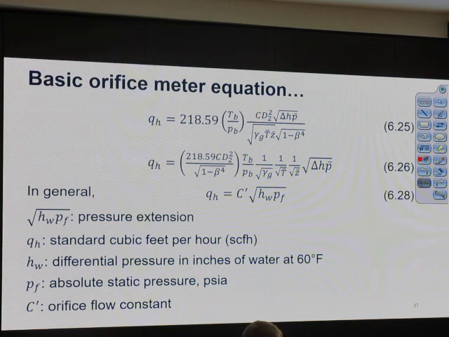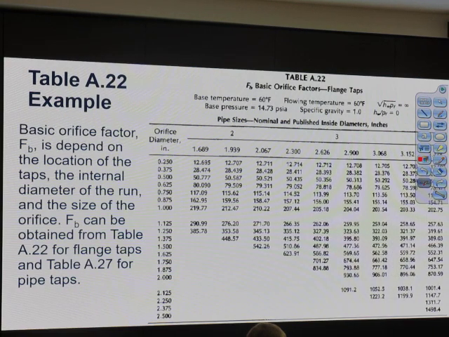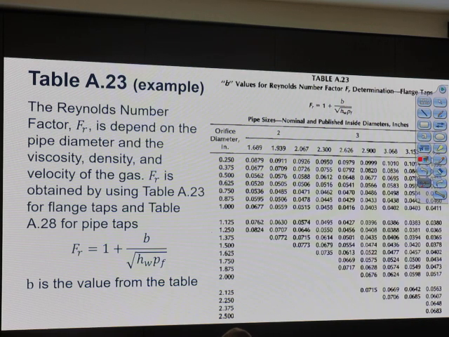It already has the square root of specific gravity, and already includes temperature, compressibility factor, and diameter ratio. The term that matters a lot is beta, because when the size changes, it changes completely. That's why in the last lecture I showed you this number: F sub B, the basic orifice factor, goes from 12 to 1,498. It changes a lot because that is the term to account for beta. Other terms, sometimes 0.008 or 0.006, don't change much.